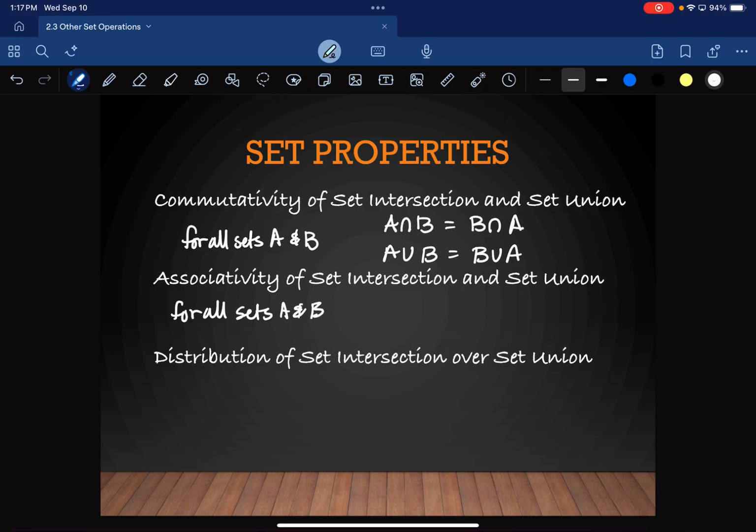We need to throw in C, so A, B, and C this time. And it looks like this. It says A intersect B intersect C is the same as A intersect B and then intersect C. Pay attention to where the parentheses are. That's the whole difference. And we can do the same thing with union. A union B union C is the same as A union B and then union C.